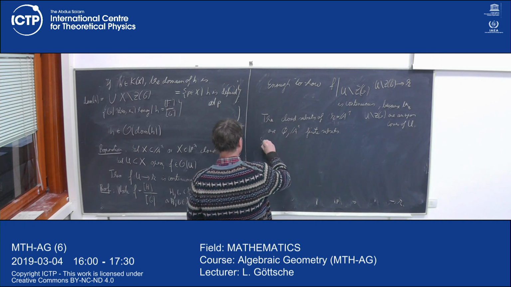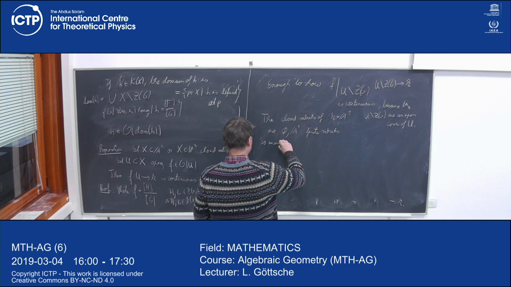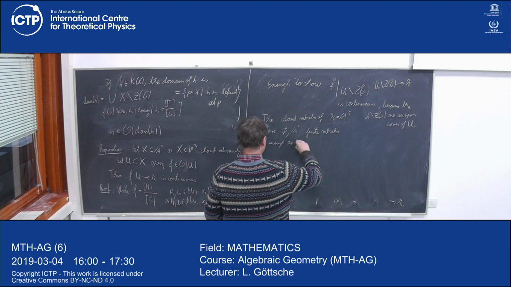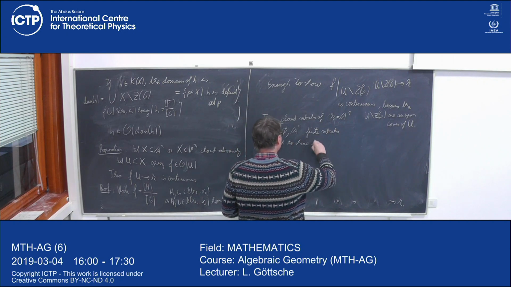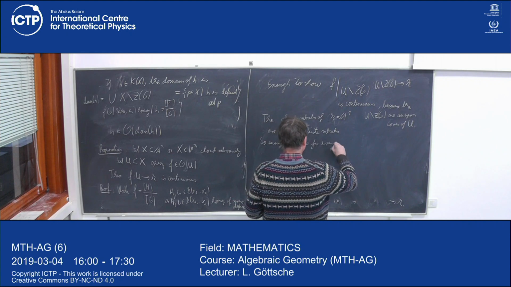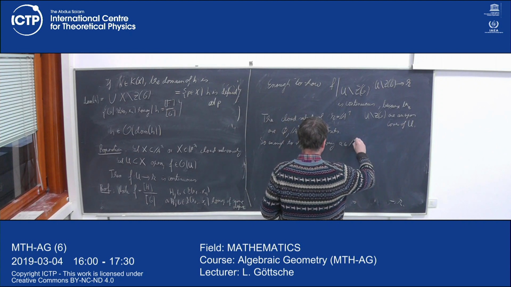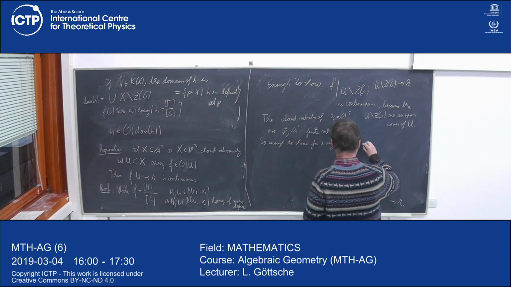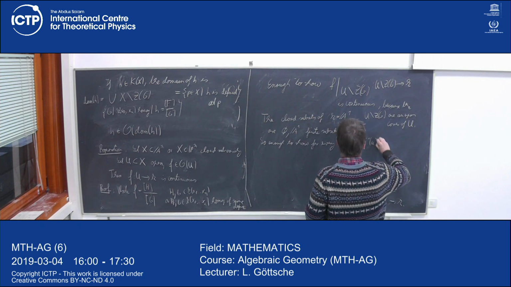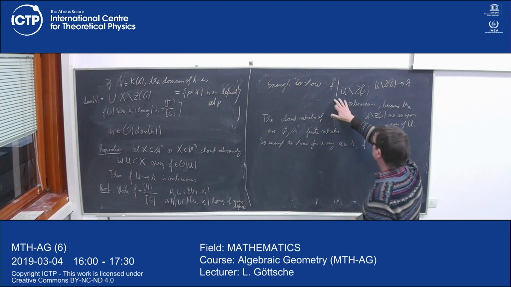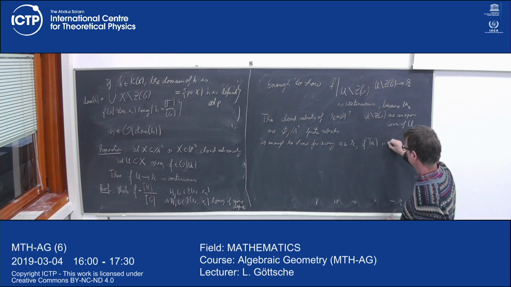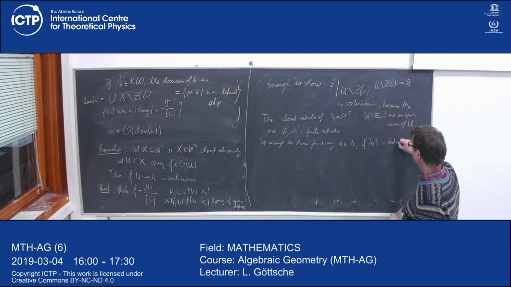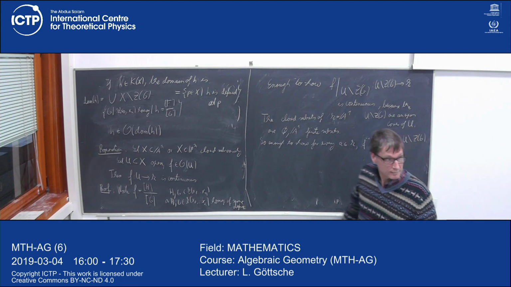So it's enough to show: for every element a in k, we have that f^{-1}(a), with respect to this map, is closed in U without the zero set of g. No?